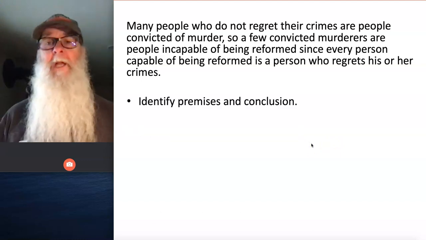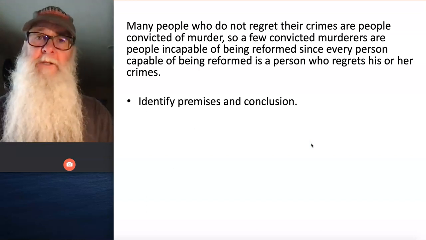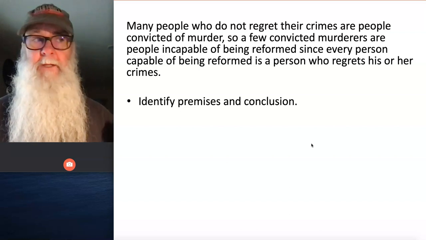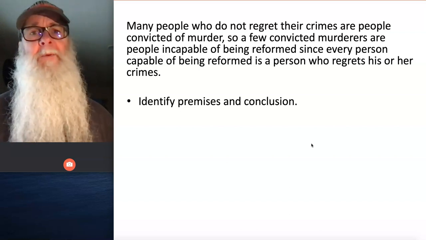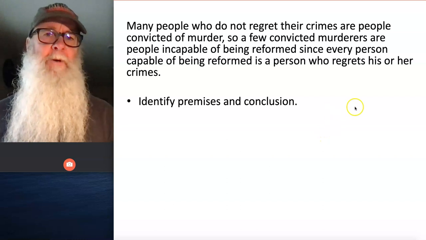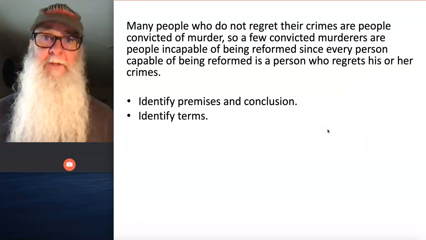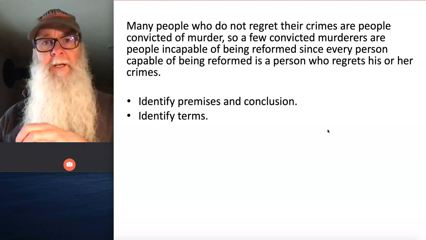The first step is this. We're going to identify the premises and the conclusion of this argument, paying really careful attention to any indicator words, any conclusion indicators or premise indicator words that will help us accomplish this very important first step. Once we know what the conclusion and premises are, we're going to identify the terms of this argument. We're going to look for the minor, major, and middle term.